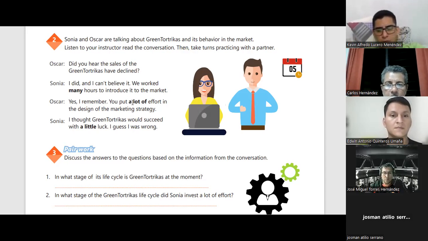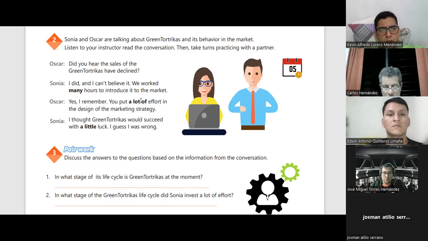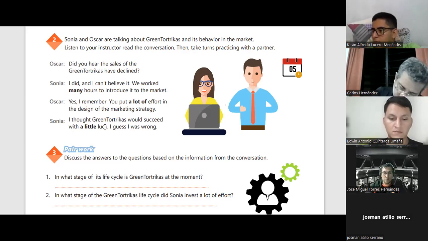Okay, let's see these expressions. A lot of, and then we use an uncountable noun, right? Uncountable, even though we can use it with countables too. A lot of effort, many hours. A lot of effort. A little luck.